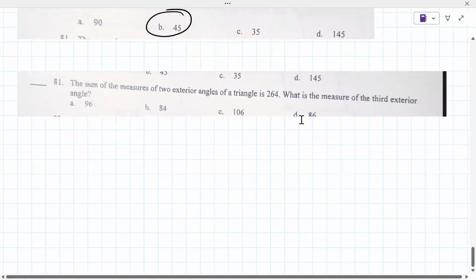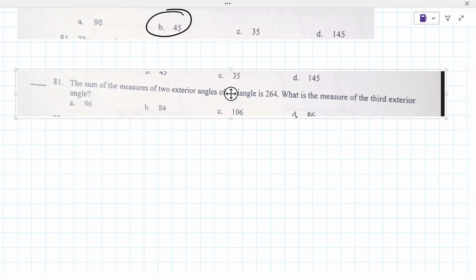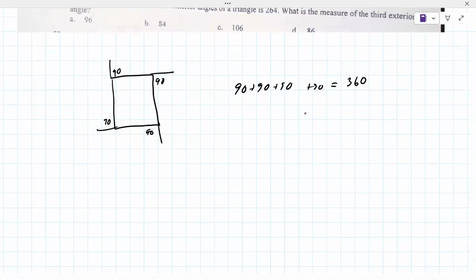All right. This is the sum of the measure of 2 exterior angles of a triangle, and 264 was the measure of the third exterior angle. So let's look at a square. The exterior angles are all 90 degrees. What does that add up to? 360.